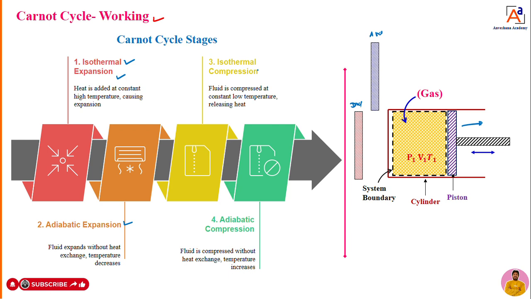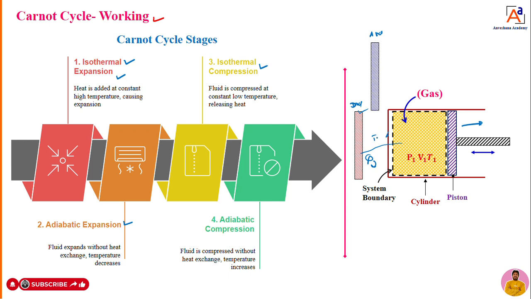Third one, isothermal compression. Once the expansion work is done, we are going to compress the gas. When you compress the gas, I will remove the adiabatic wall and put a diathermic wall on the cylinder head. Then when you compress, heat is generated inside the cylinder, in the gas. That heat will be taken away from the cylinder to the outside with the help of the diathermic wall. That means heat is rejected at constant temperature.